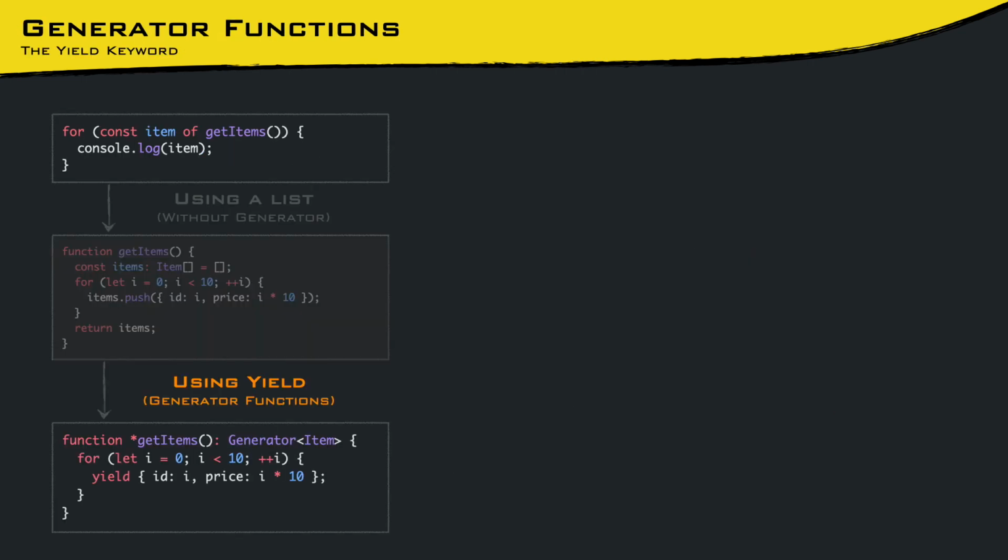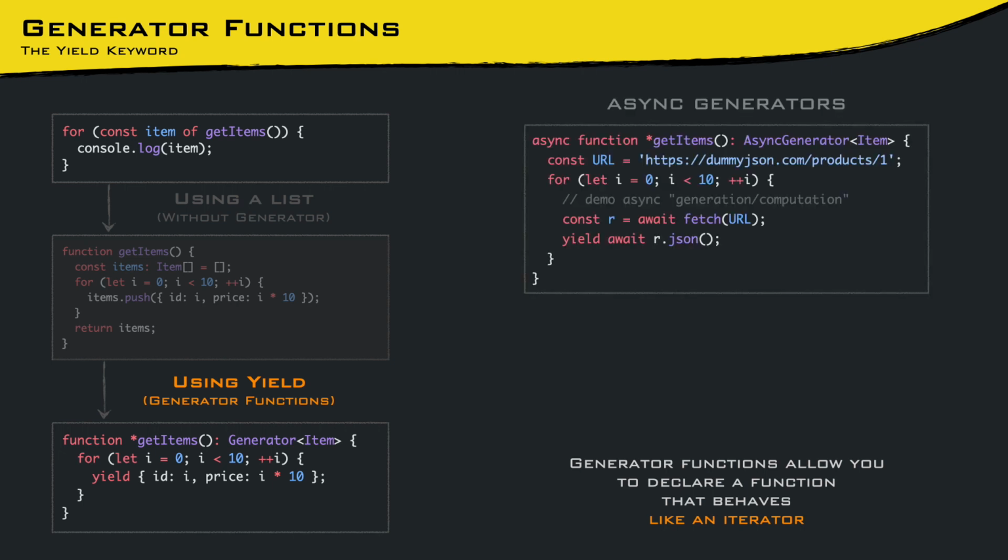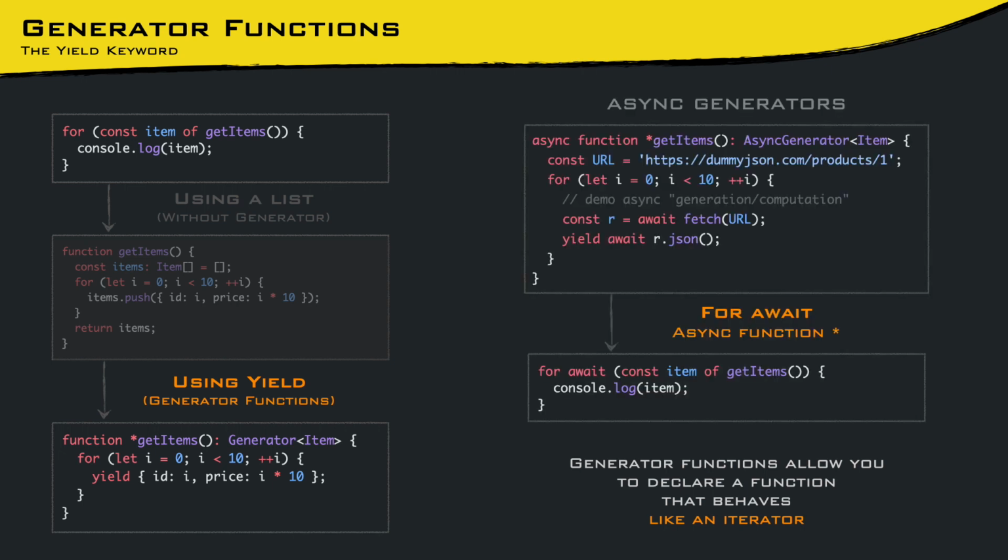When you're computing or fetching multiple values to then iterate on them, the yield keyword may be a better alternative to collecting the values in a list. Generator functions allow you to declare a function that behaves like an iterator. You can compute an item and return it to the caller as soon as it is ready, using the yield keyword. You can also have an asynchronous generator and use it with for await. This allows you to fetch or compute the items only if needed, and you avoid keeping in memory a lot of stuff that you may need only once during the iteration.